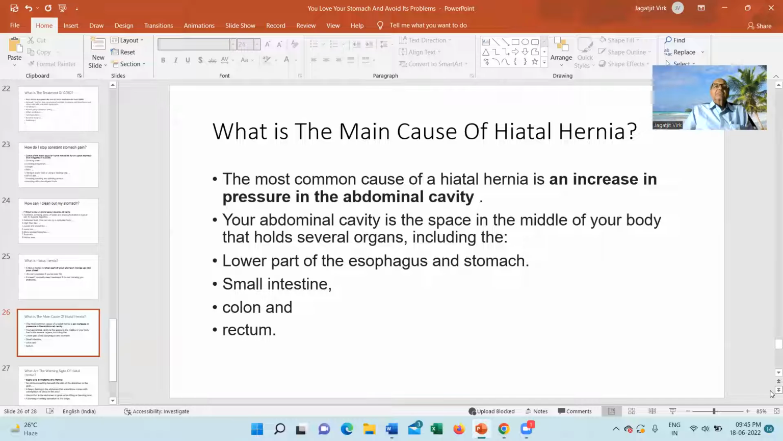What's the main cause of hiatal hernia? The most common cause of a hiatal hernia is an increase in pressure in the abdominal cavity. Your abdominal cavity is the space in the middle of your body that holds several organs, including the lower part of the esophagus and stomach, small intestine, colon, and rectum.